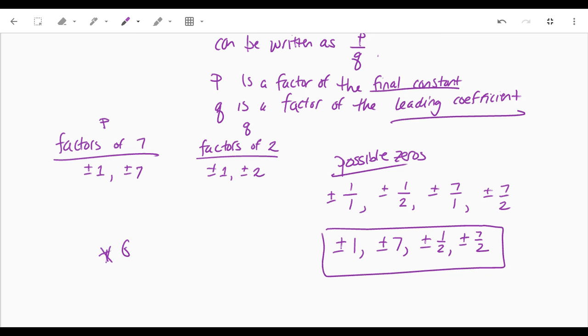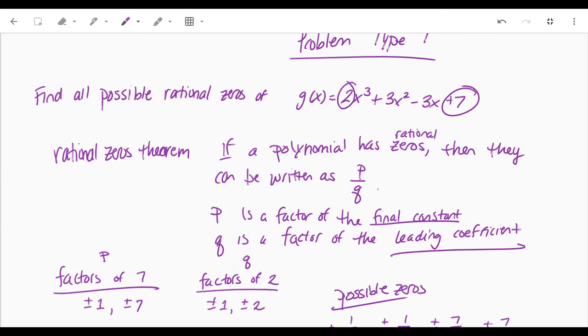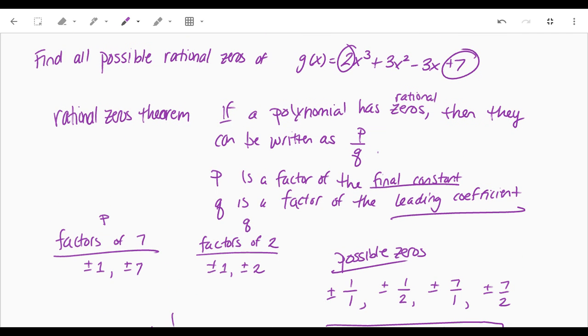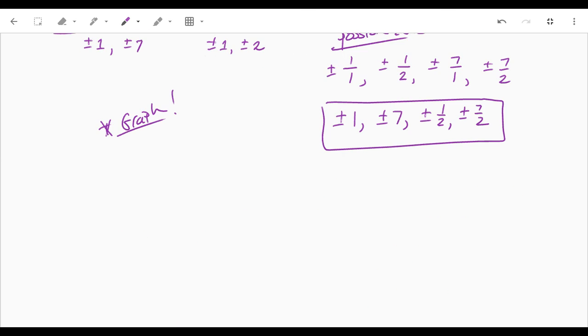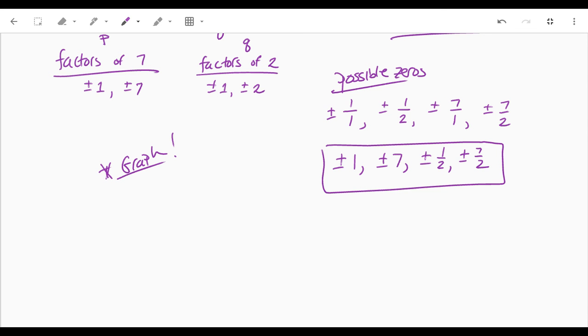And I would encourage you, graph it and see. Go ahead and graph that original function. Again, if you use Desmos, you can just click right on the intercepts and see. Anytime that this original function would intersect the x-axis, it's going to be one of those 8 numbers. And again, they're not all 8 zeros, but if there are zeros, they're going to be one of these 8 values.